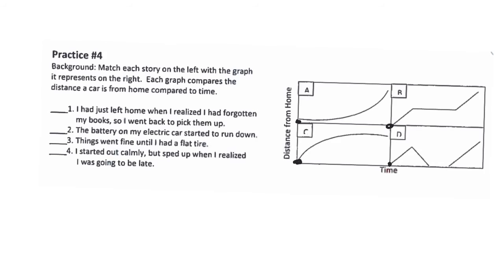I had just left home when I realized I had forgotten my books, so I went back to pick them up. So if I look at all these graphs, which graph shows the car going back home? D is the only one that shows the car leaving, then turning around, getting the books, and then leaving again. So D is the only possible choice for number 1. The battery on my electric car started to run down. Okay?